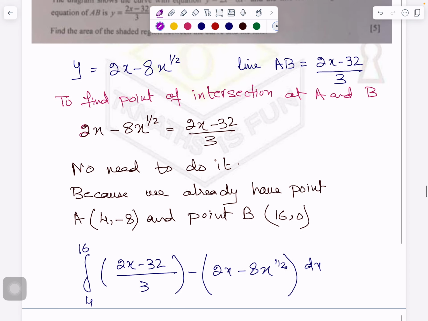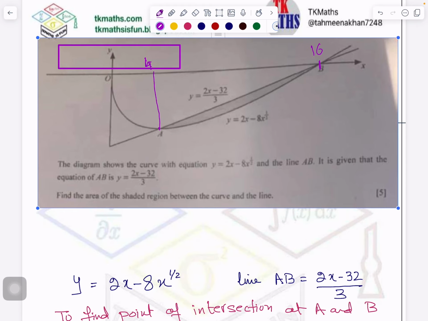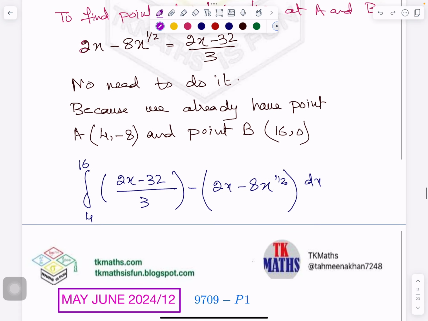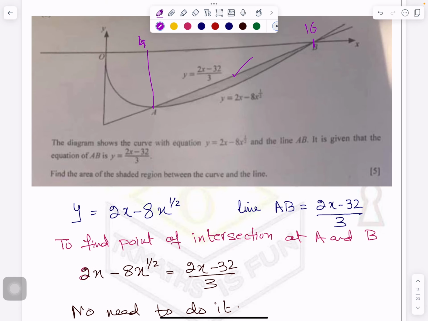So now we know when we are finding the area between the curve and the line or between two curves, we always do upper curve minus lower curve and take the limits. So exactly the same thing I'm doing here. 2x minus 32 upon 3. So I'm considering this as my upper curve and this as my lower curve.